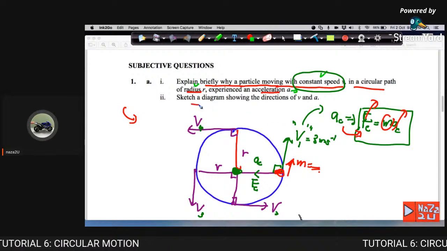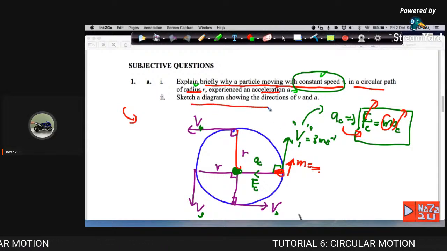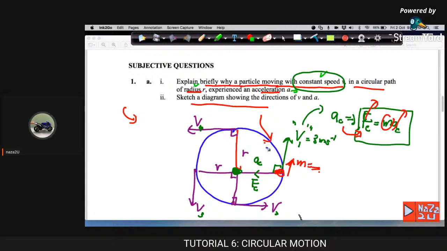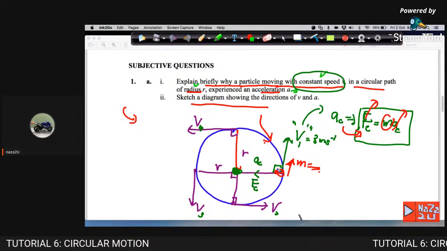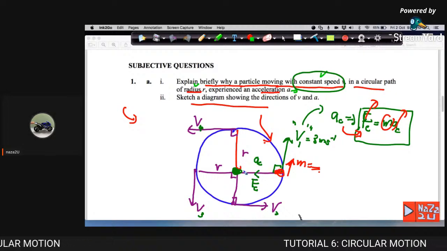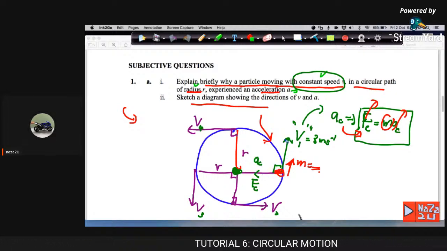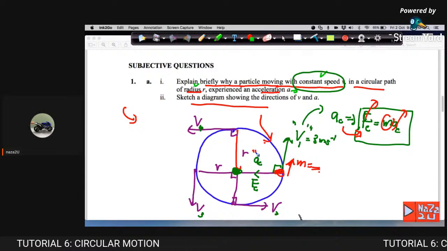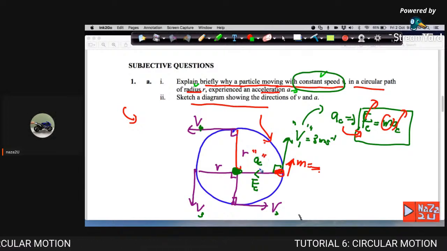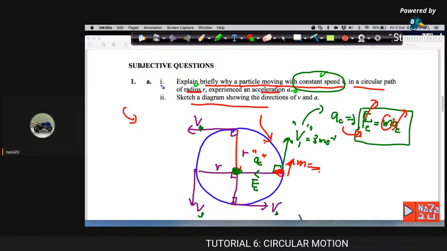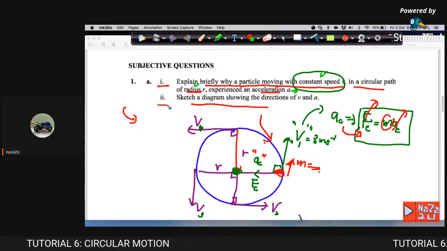Okay, number 2, sketch a diagram. Show the direction of v and a. Yes, I explained that earlier. The direction of the velocity is always tangential to the radius r, but the change of the velocity produces centripetal acceleration a. And this is the answer for number A1 and A2 of question number 1.